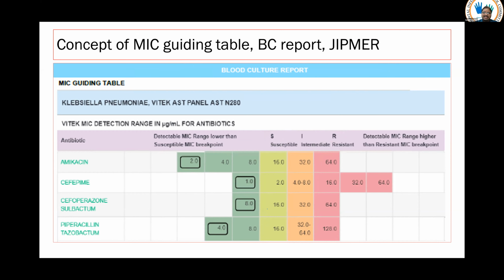In the previous example we already discussed, the breakpoint was 16 and our value was 2. The breakpoint was 2 and our value was 1. Similarly, we plotted it. It's very simple. For the clinician's understanding, the MIC gradient table is excellent. But there are some limitations and rules for it.